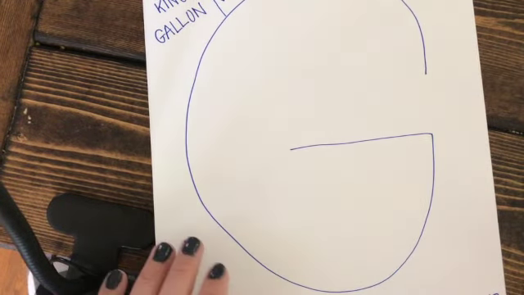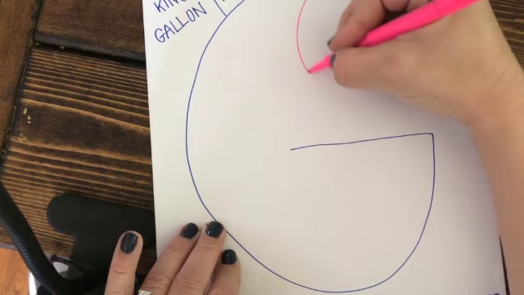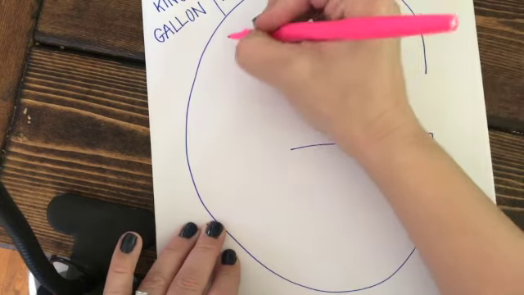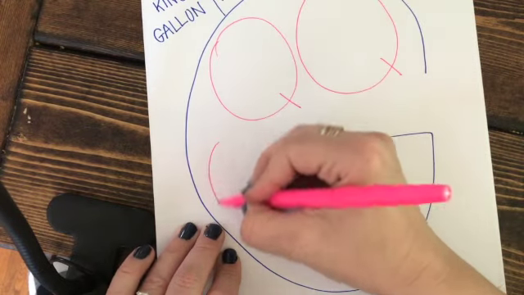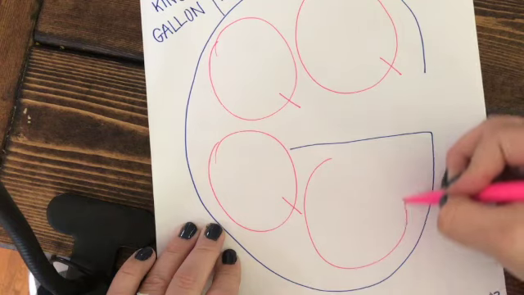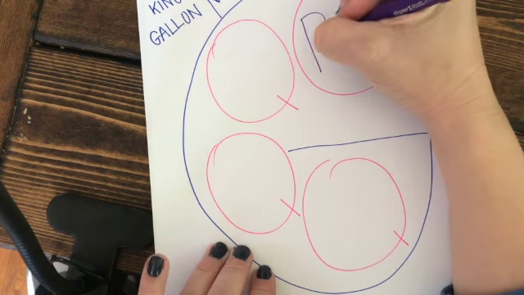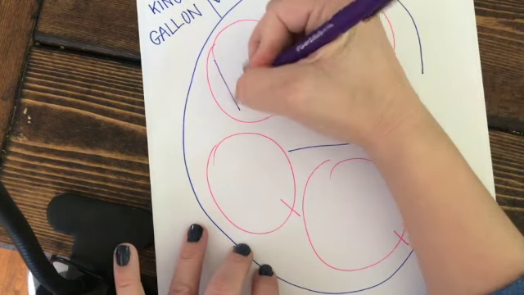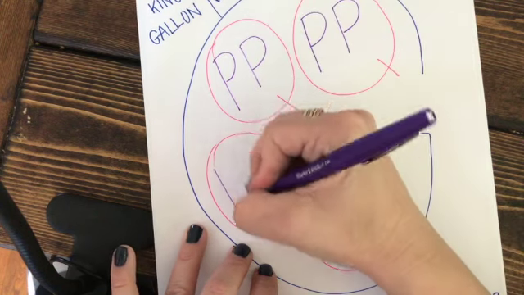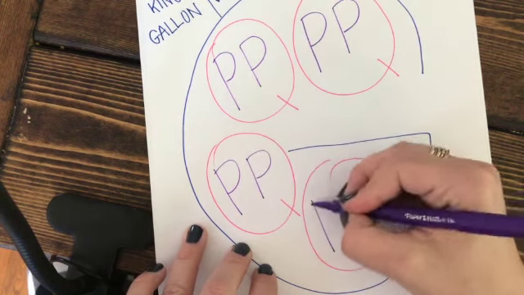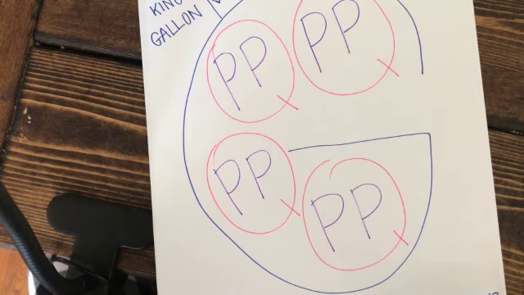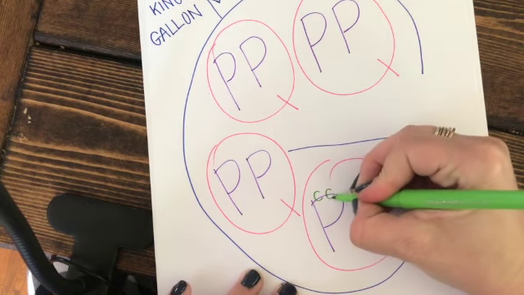Okay, so this is King Gallon, and King Gallon had 4 queens. 1, 2, 3, 4. Okay, so there were 4 queens in King Gallon's kingdom. Okay, maybe he didn't personally have 4 queens, and then each of those queens had a prince and a princess. And then each of those prince and princesses had 2 crowns. Okay, they had a morning crown and an afternoon crown.